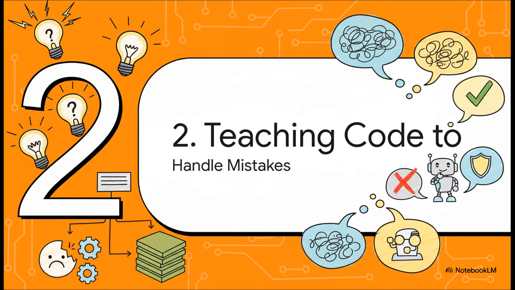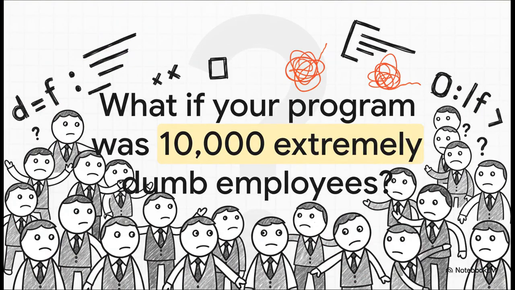Okay, so how do we actually do that? How do we get our code to fail politely instead of just throwing a tantrum and crashing? Well, it all starts with accepting a very simple, very important truth. Your code is dumb. Like, really, really dumb. It has zero common sense. I love this analogy from the source material.